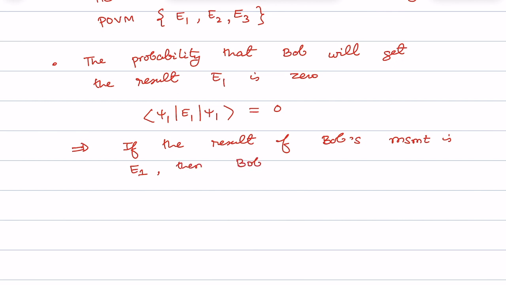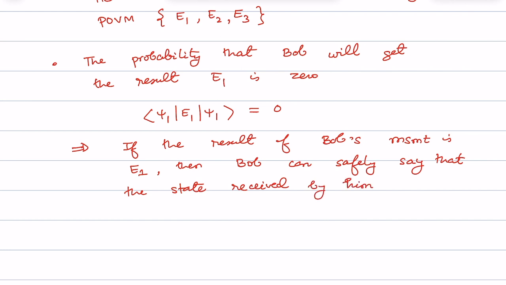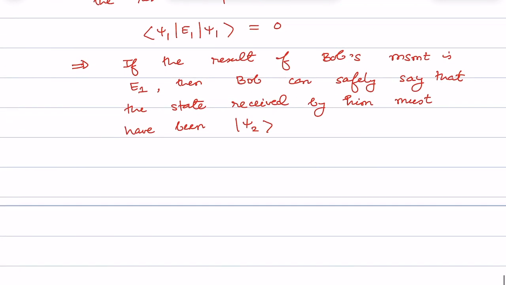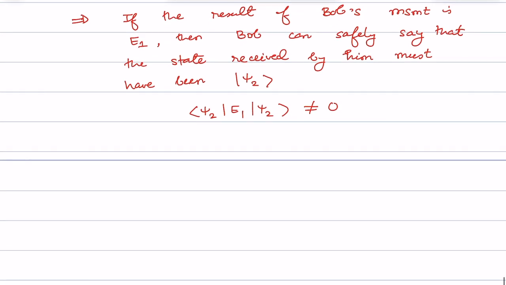then Bob can safely say that the state provided by Alice to him must have been psi 2, not psi 1. That's what it means. And in fact, if you work out <psi 2|E1|psi 2>, you will find that this is going to be non-zero. So therefore, Bob has received the state psi 2 instead of psi 1.